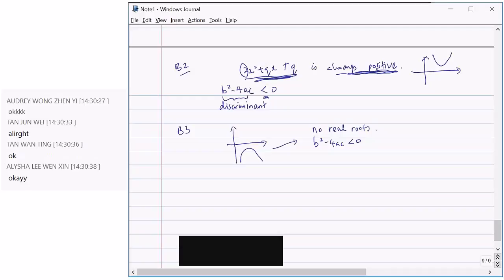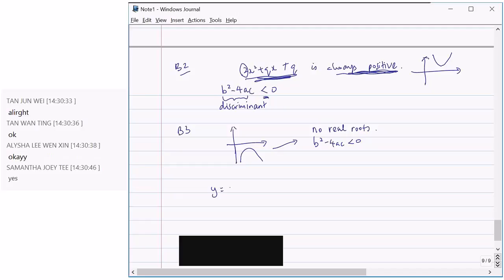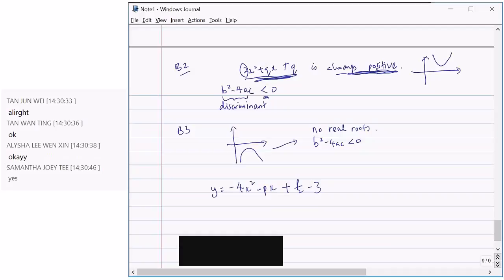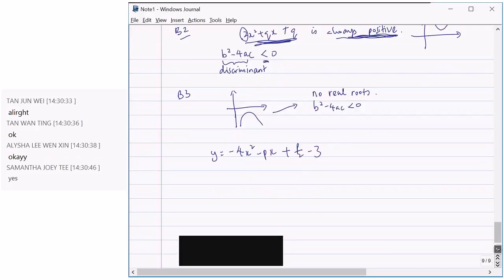Okay, so just now somebody wants B3, is it? B3 again, let me check the question. y equals minus 4x squared minus px over 2 minus 3. Okay, so B3, this is your equation. They want it to be entirely below the x-axis, so we agree it must look like this, and hence the discriminant must be less than 0.